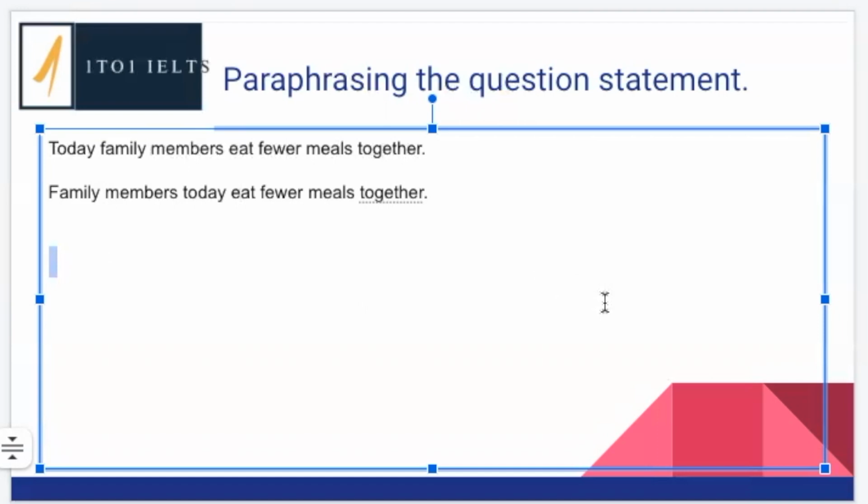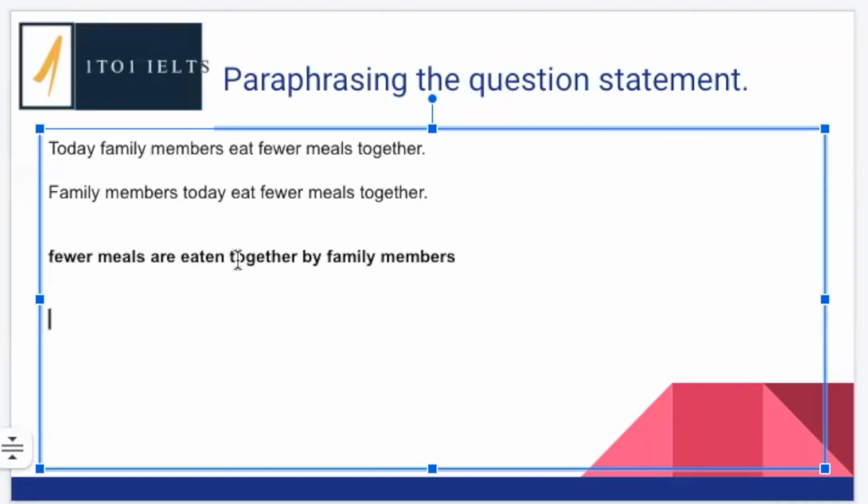So can anyone in the chat give me an idea of how you would try and make this passive? Don't worry about the today part at the moment. Fewer meals eaten together by family members. It's a good try. What do we do with the verb when we make it passive? You've got the right verb tense here. You've made it the past participle, but we need something extra. We need this verb to be. At the moment this is present simple, so we just use the verb to be in the present simple. Meals are plural. So, fewer meals are eaten together by family members.